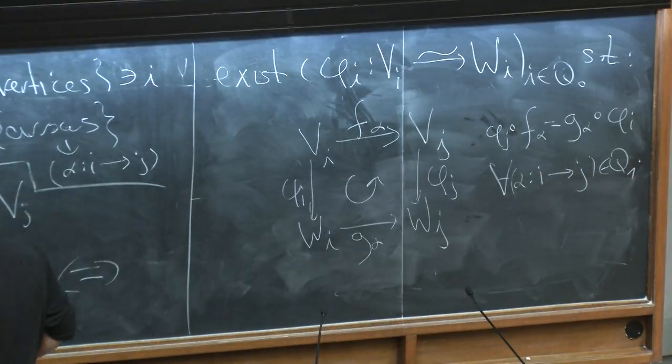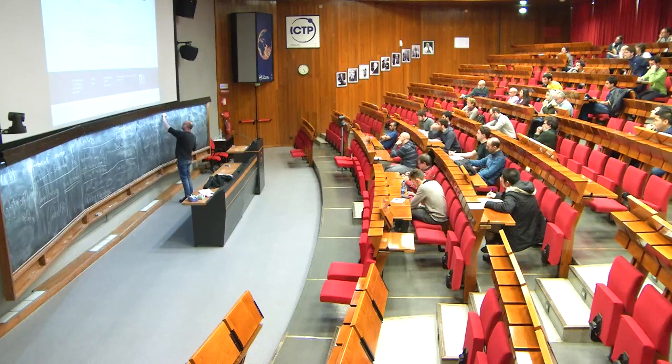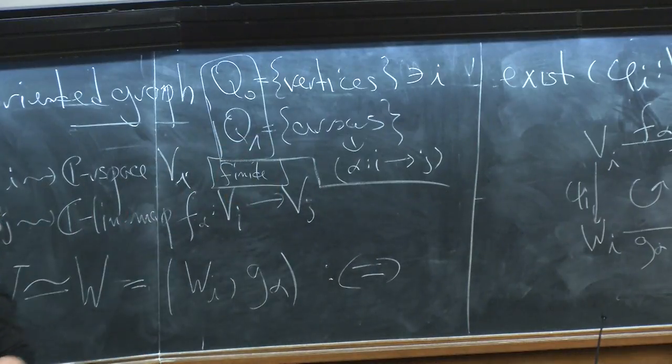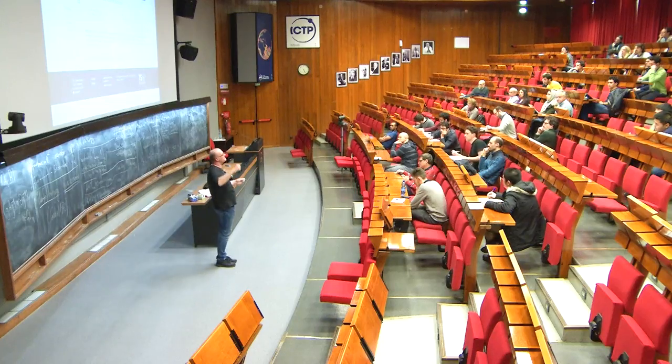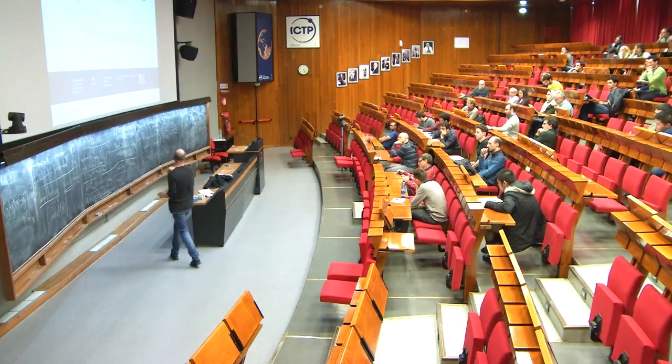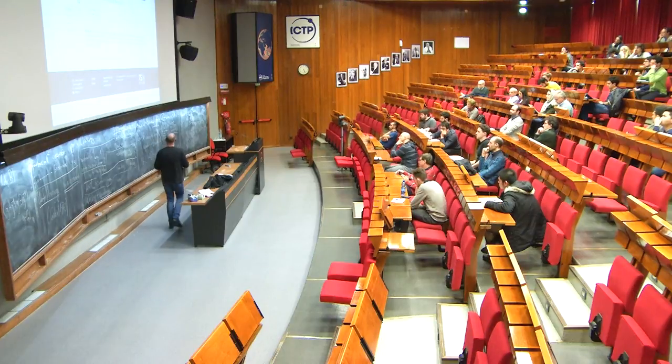Let's assume that everything is finite. Yes, well, sometimes, let's assume these sets of vertices and of arrows are both finite. Sometimes, for some purposes, it is good to work with locally finite situations where you have infinitely many vertices, but only finitely many arrows between any two vertices. But for the general introduction, finite is okay. Okay, so that's the notion of equivalence.